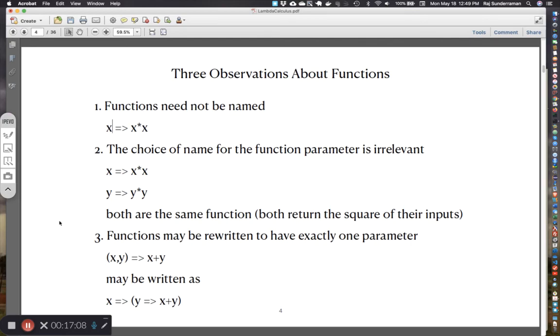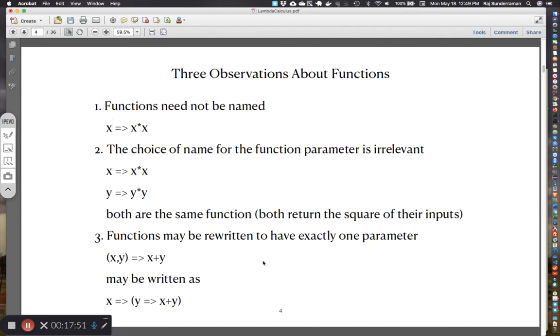Functions need not be named. The choice of the name of the function parameter is irrelevant as far as the function is concerned. Both of them are the same function. And the third point is a little bit unintuitive, especially to computer scientists. Suppose you had a function which takes two parameters, x and y. Now in Lambda Calculus you might write it this way. Technically you're not allowed to write it this way, but let's think of it: in parentheses x comma y, so those are the parameters before the arrow, and let's say the output is x plus y, the sum of the two inputs. So that's a function.